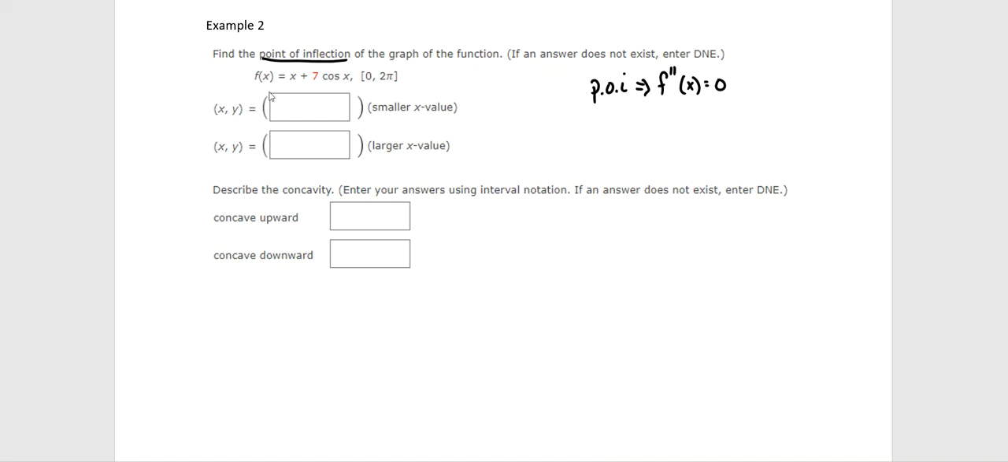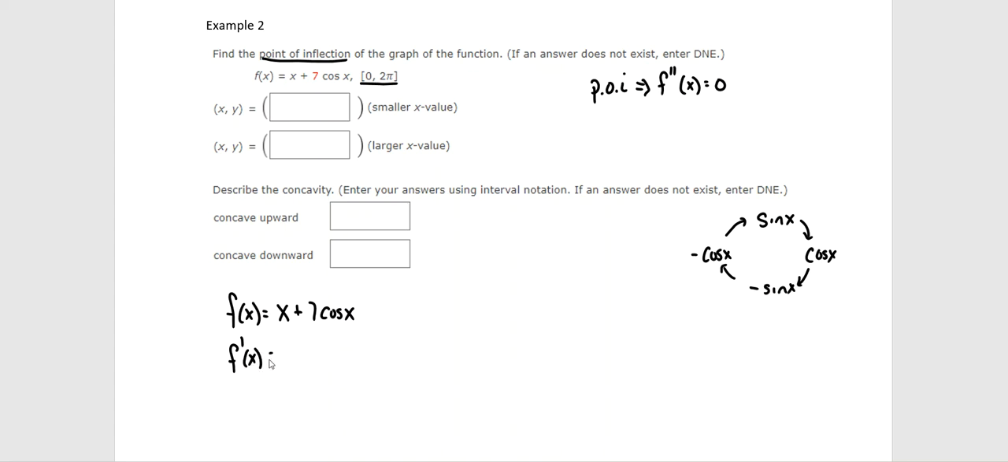Let's remind ourselves over here of our little derivative circle. Our derivative circle goes around clockwise. So if I want to take my original function, x plus 7 cosine of x, and I'm going to keep an eye on this interval. First I take the first derivative, 1 plus 7 times minus sine x, which for most of you would have been 1 minus 7 sine of x.